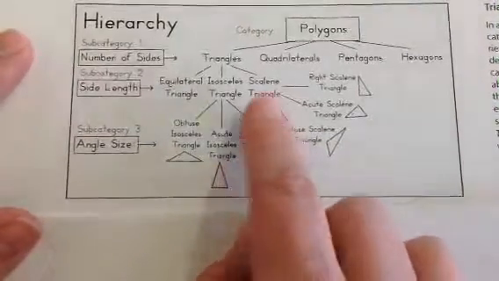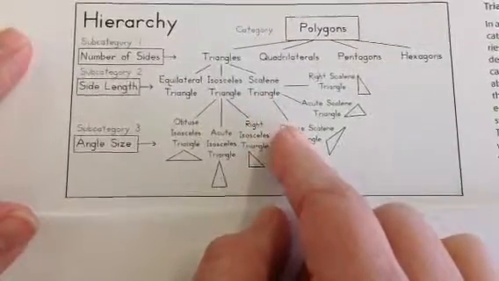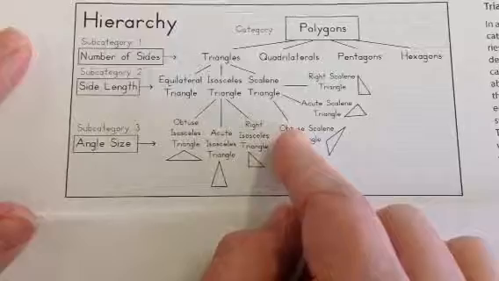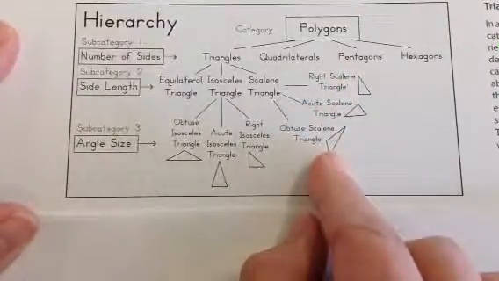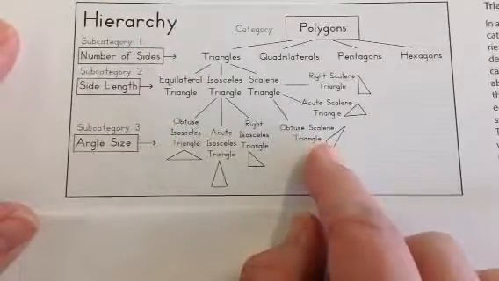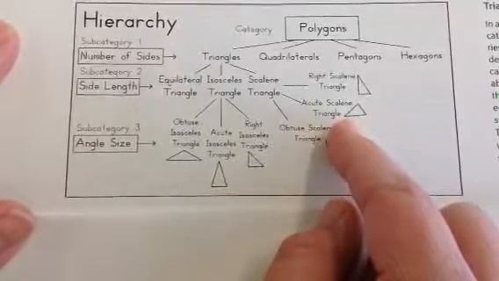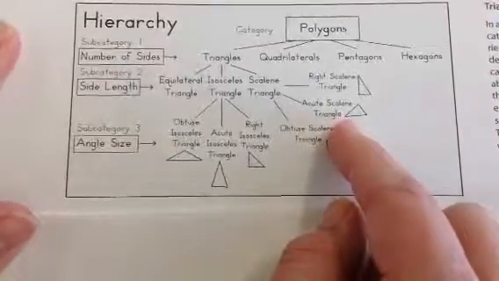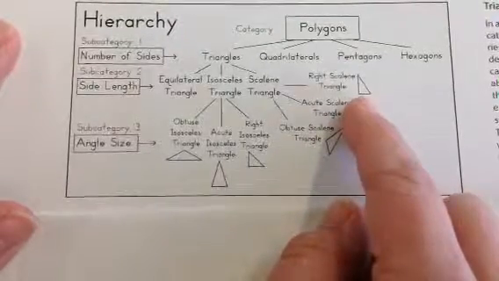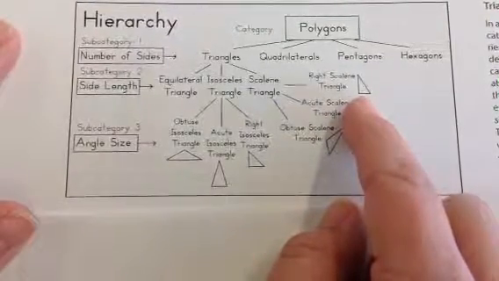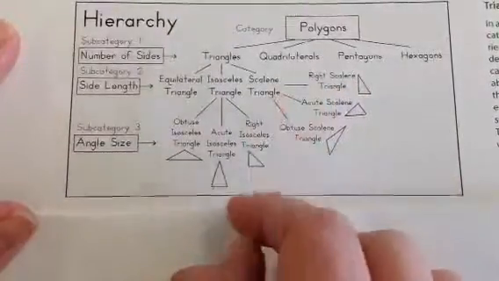Then we come back up to our subcategory 2 for a scalene triangle, and a scalene triangle has 3 subcategories of angle size as well. It has the obtuse scalene triangle, which means no sides are congruent, and it has 1 obtuse angle. Then there's the acute scalene triangle, which means that no sides are congruent, and it has 3 acute angles. And then we have the right scalene triangle, which means no sides are congruent, but it has 1 right angle. So that's showing you the different hierarchies.